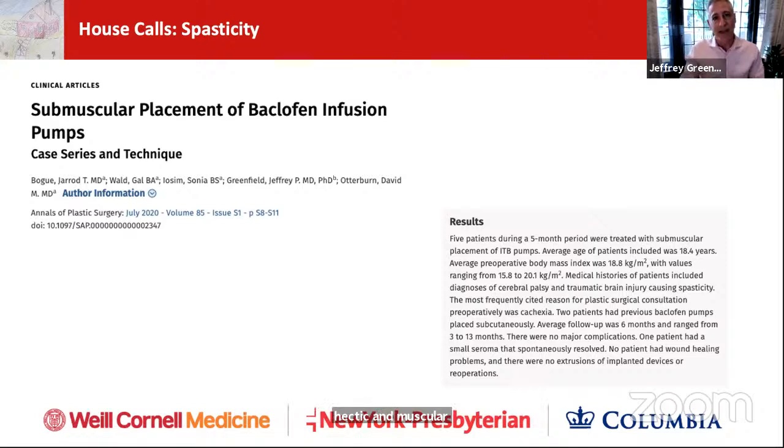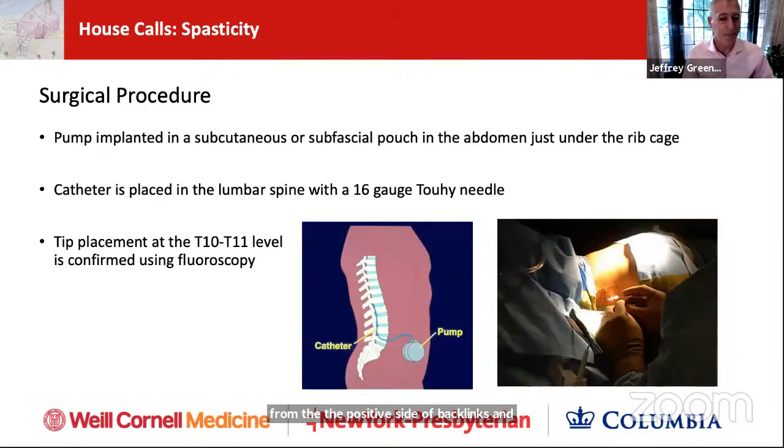And so we devised a pocket system underneath one muscle and between two muscles to allow it to heal and to cushion it appropriately. And we've had wonderful success getting these pumps into young children and allowing them to benefit from the positive side of baclofen intrathecally without some of those negative side effects. Again, this is kind of what it looks like here. It's a very short procedure.